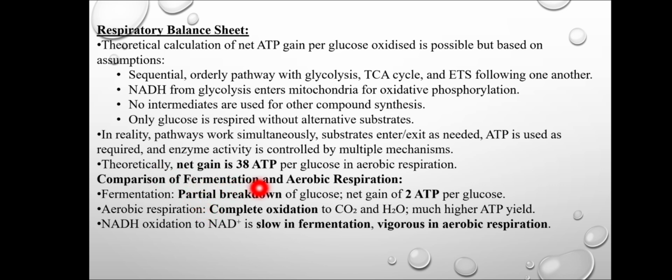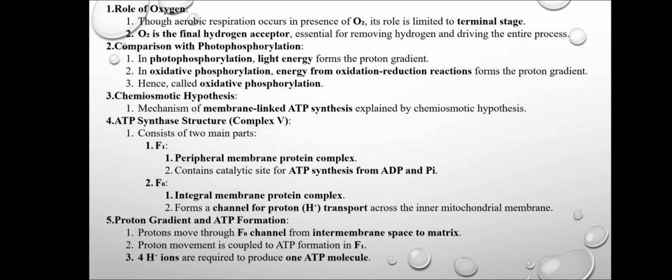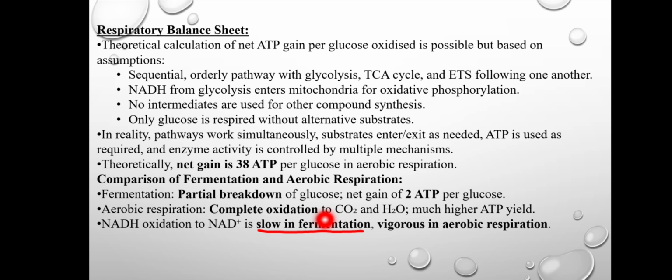Now, if we compare aerobic respiration with fermentation, we clearly see that in fermentation there is a partial breakdown of glucose. In aerobic respiration, there is a complete breakdown of glucose. In fermentation, only 2 ATP are produced per molecule of glucose, whereas in aerobic respiration, 38 ATP are produced per molecule of glucose. Now, NADH oxidation is slow in fermentation, but vigorous in aerobic respiration.